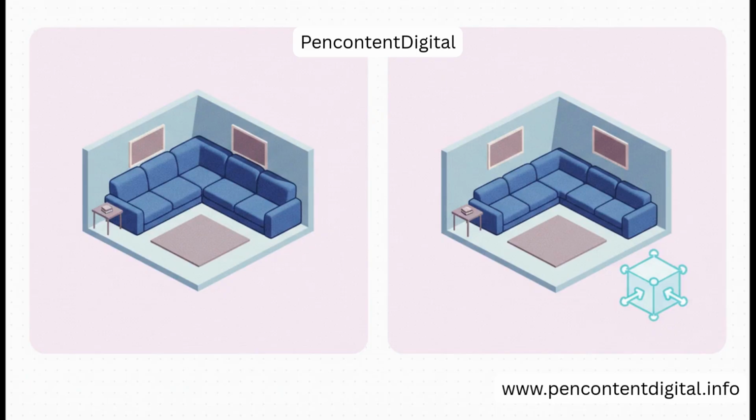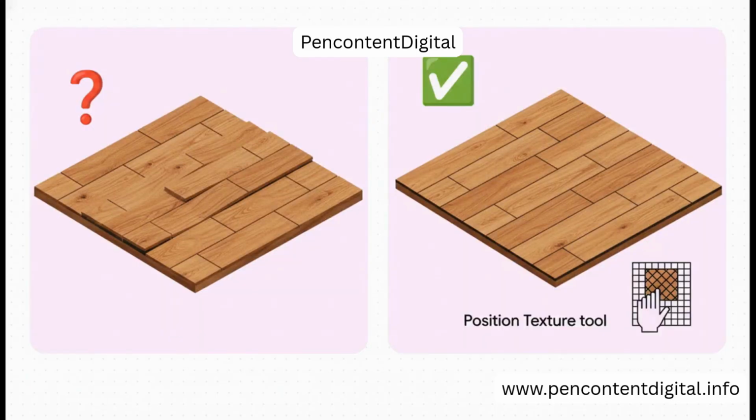And here's another one that can be so frustrating. You apply a wood grain or a tile pattern and the lines just don't match up on the surface. It can really break the illusion. The fix here is the Position Texture tool. It gives you full control to rotate, scale, and slide any texture around until it's perfect.